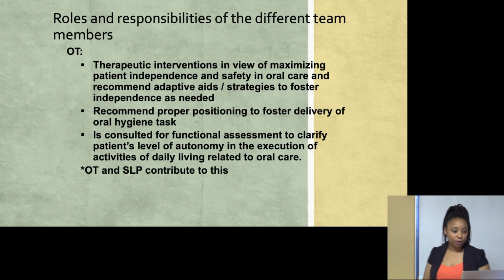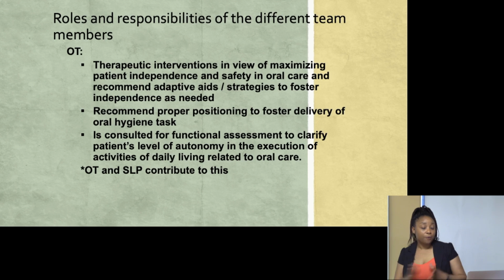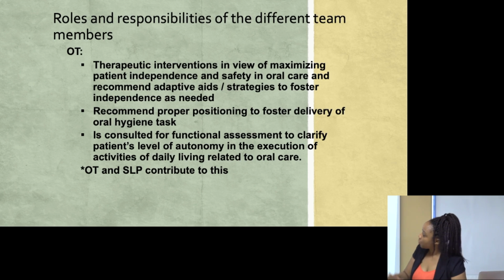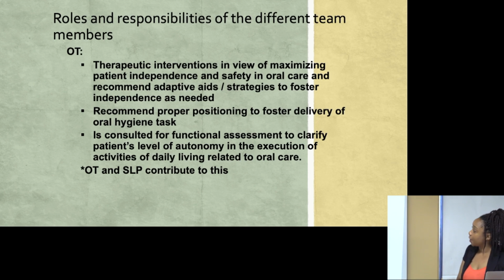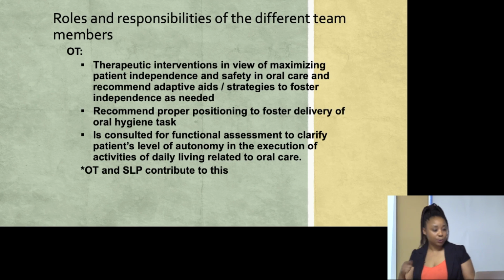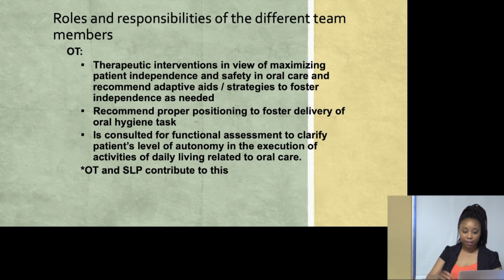OT, as I said, is occupational therapy. They offer the therapeutic interventions with the view of maximizing patients' independence. Like the example I gave with a patient who's lost dexterity in their hand, our occupational therapists would then be able to provide tools to assist the patient in brushing their own teeth.